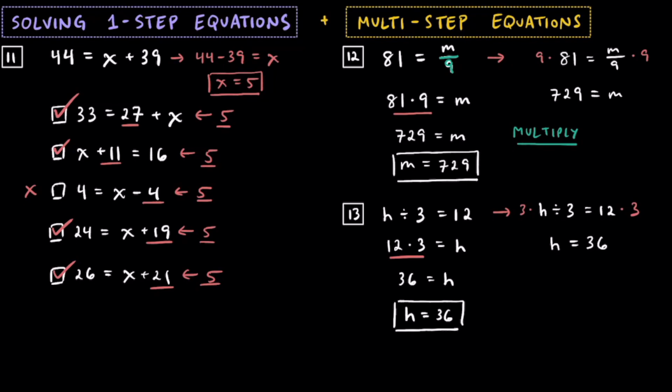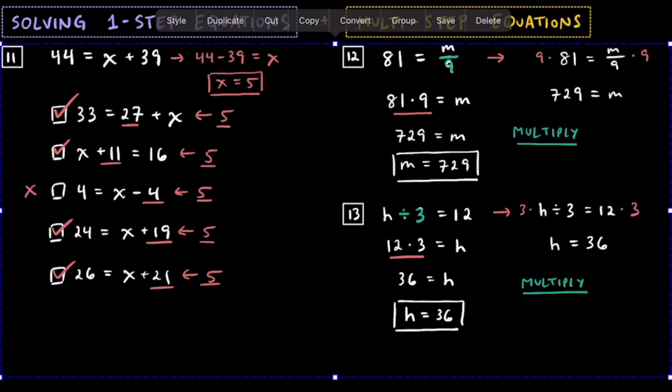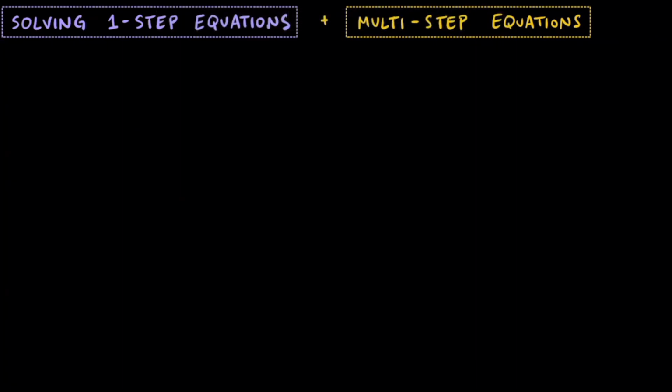For number 13, what we're going to have to do is multiply again. That's how you're going to isolate the variable. But in this case, it's going to be h instead of m. So we see this divided by 3. It's the same operation as number 12: if we see divide by 3, to isolate h, we have to multiply by 3. All right, let's keep on going over some other practice problems.